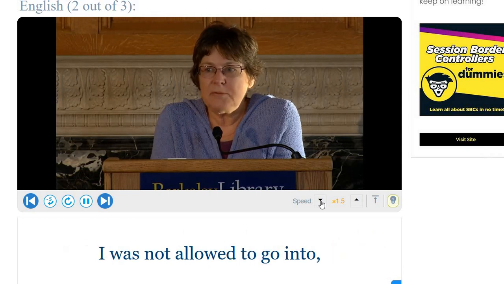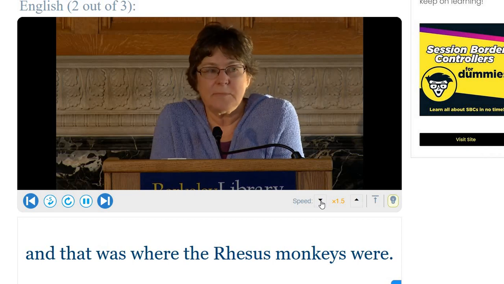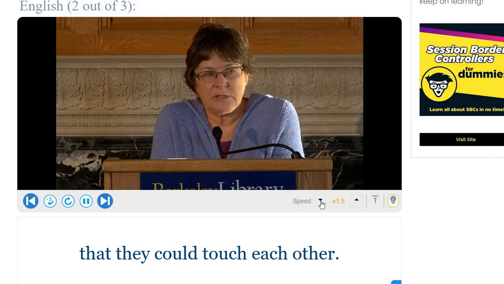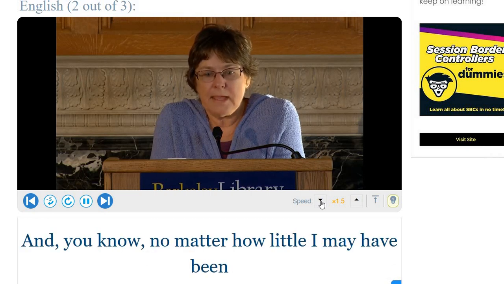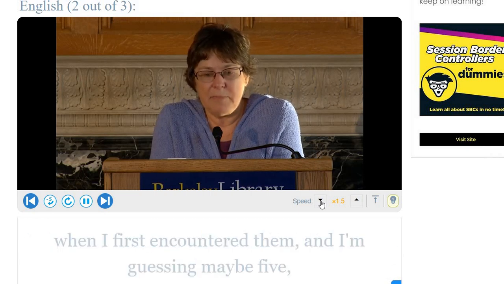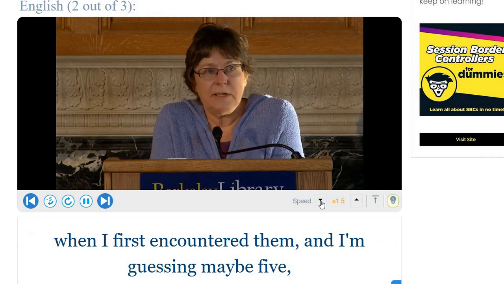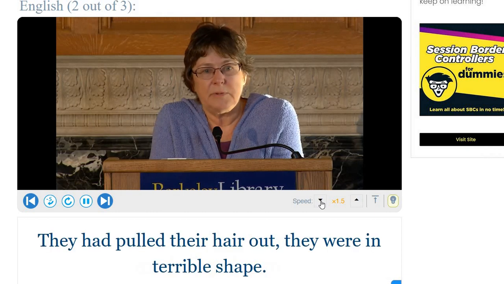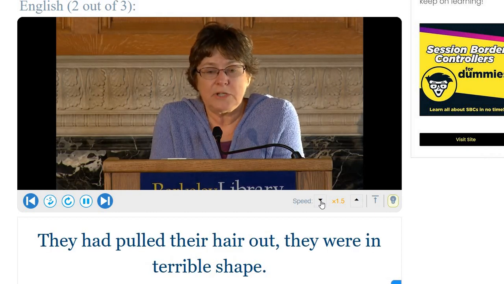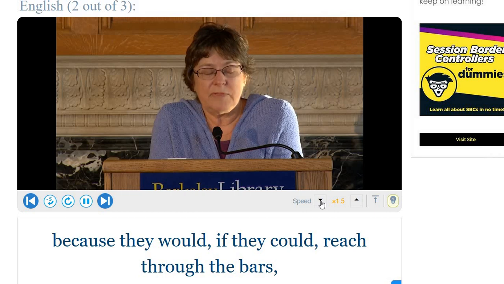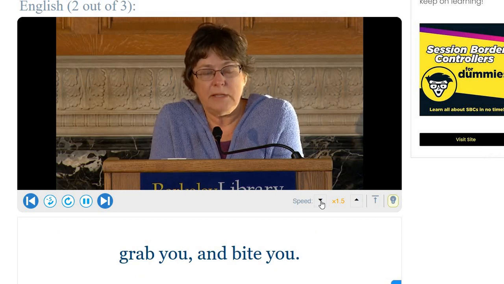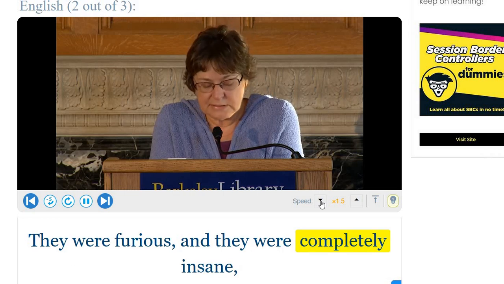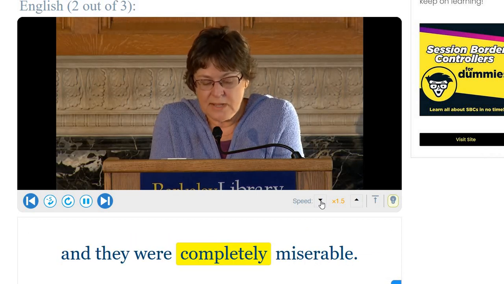There was only one part of the lab that I was not allowed to go into, and that was where the rhesus monkeys were. There were 2 rhesus monkeys. They were in side-by-side cages, but not so close that they could touch each other. And you know, no matter how little I may have been when I first encountered them, and I'm guessing maybe 5, there was no missing how tormented these monkeys had been. They had pulled their hair out. They were in terrible shape. I was not allowed to go anywhere near them because they would, if they could, reach through the bars and grab you and bite you. They were mad in every sense of the word. They were furious, and they were completely insane, and they were completely miserable.